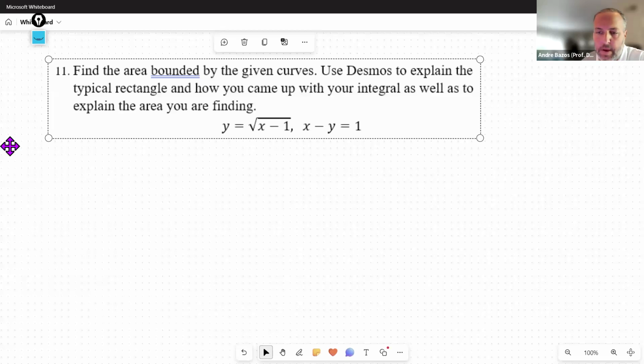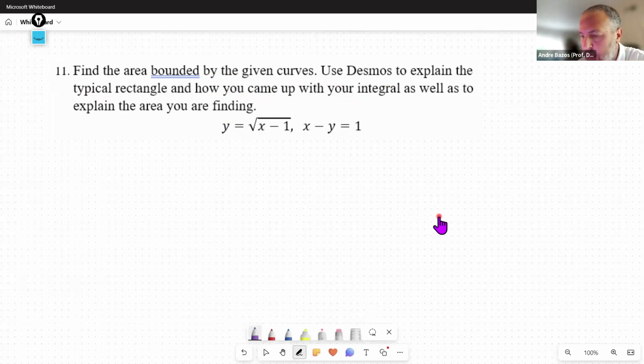All right. So let's find the area bounded by the given curves. Use Desmos to explain the typical rectangle and how you came up with your integral, as well as to explain the area you are finding. So here are the two regions. Let's think about these for a second. Again, I'll graph it out briefly, in an easy way to think about what this looks like. What bounded region am I talking about here? So let's go for that first and express that.